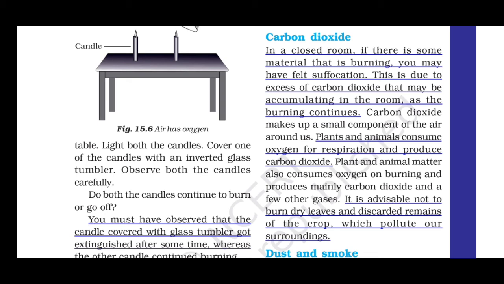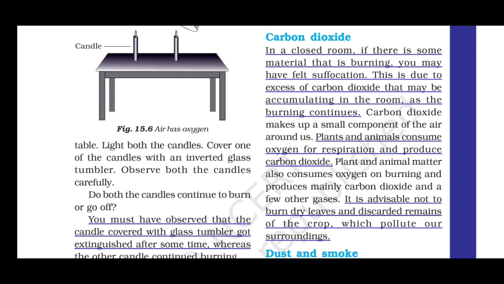Now the next point is very important, where plants and animals consume oxygen for respiration. We have already seen what respiration is, and it produces carbon dioxide. As living organisms do respiration, they consume oxygen and produce carbon dioxide. Next, plant and animal matter also consume oxygen on burning. When they burn, they consume oxygen and produce carbon dioxide and many more gases.